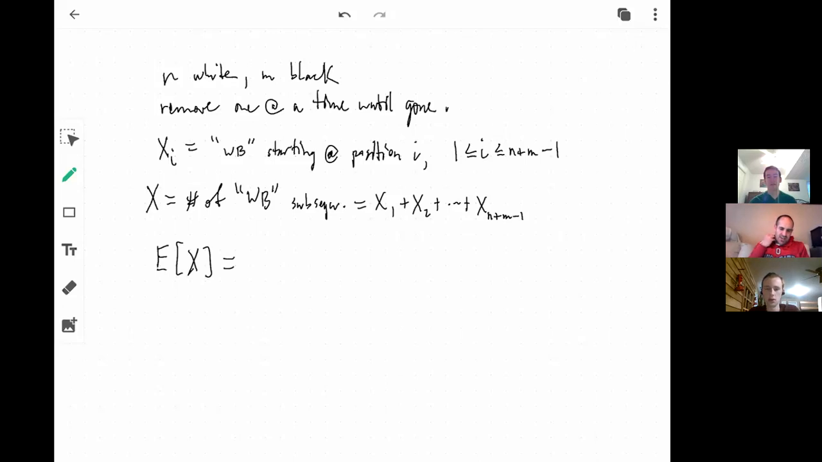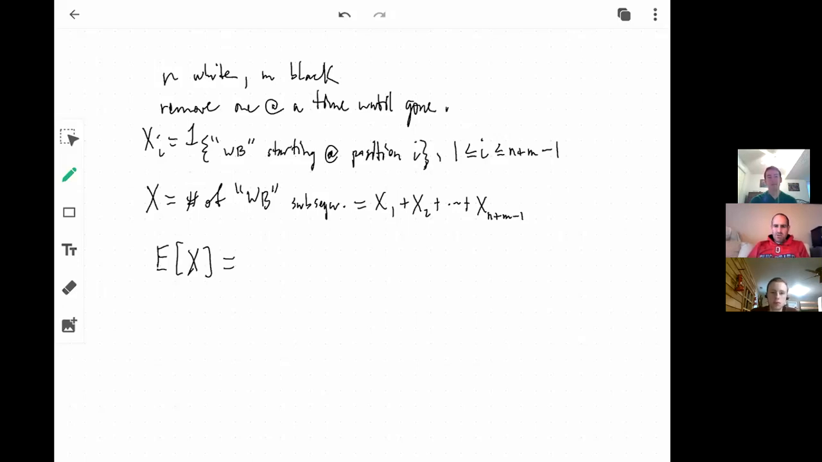Hang on. So X_i is equal to the indicator of that event. Does that make sense? Yeah. I wrote X_i equals WB starting at position i. That doesn't even make sense, what I wrote. That's not even a number, it's just a concept. So X_i is equal to the indicator of this event. Does that make sense? Yeah. It's 1 if that happens, and 0 otherwise.